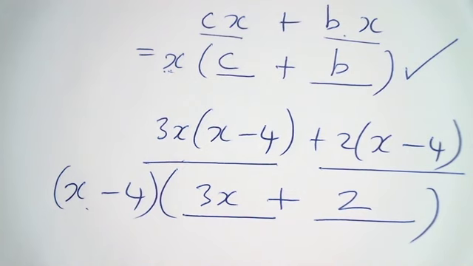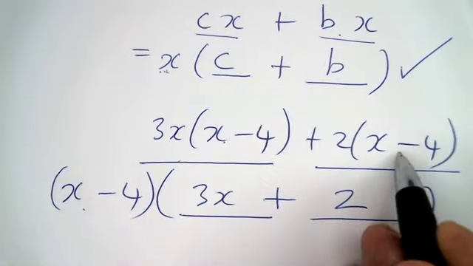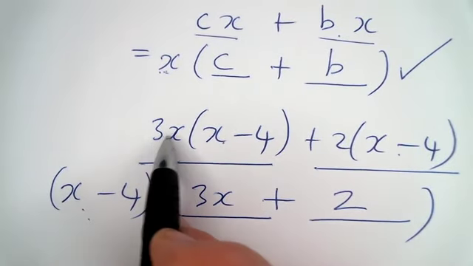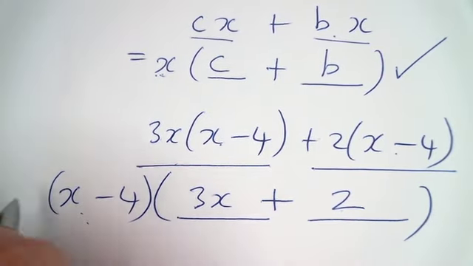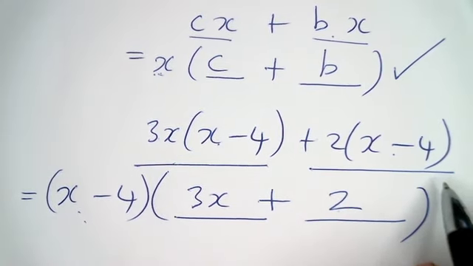And of course, it's a bit simple, really, when you look at it. We simply look for the thing that's common, which is this and this, put it outside the brackets, and then add the other two things together and put them inside the second bracket. And that's how we factorize this type of equation.